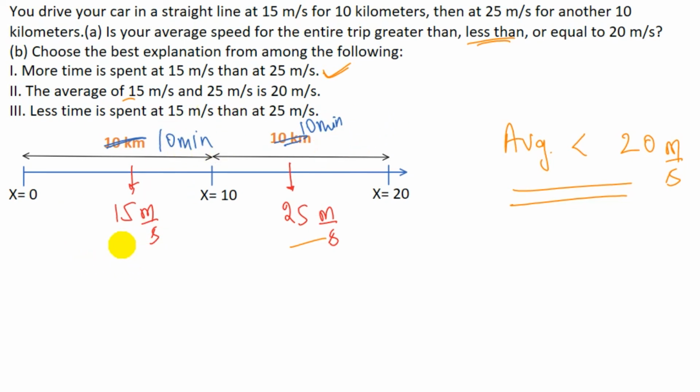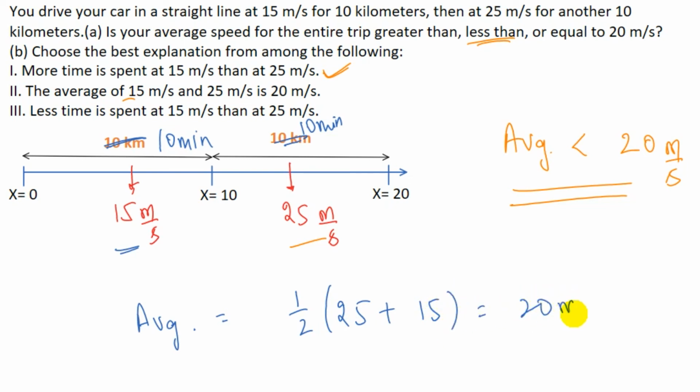For 10 minutes you travel at 15 meters per second, and for the next 10 minutes you travel at 25 meters per second. So this time the average speed would be the mean of these two speeds, that is 1/2 times 25 plus 15, and that would be equal to 20 meter per second, because you travel at different speeds but for the same interval of time, 10 minutes and 10 minutes. That is why this time the average speed would be 20 meters per second.